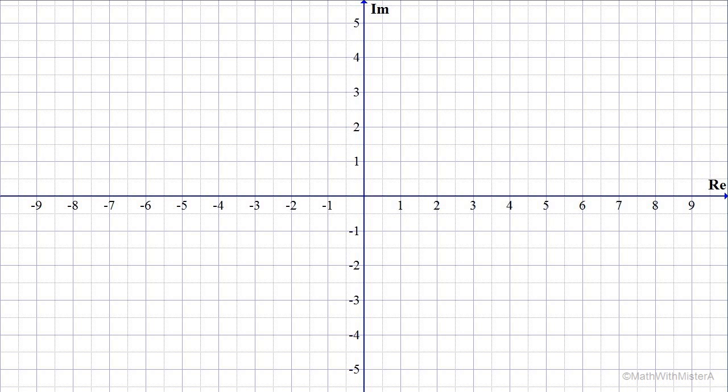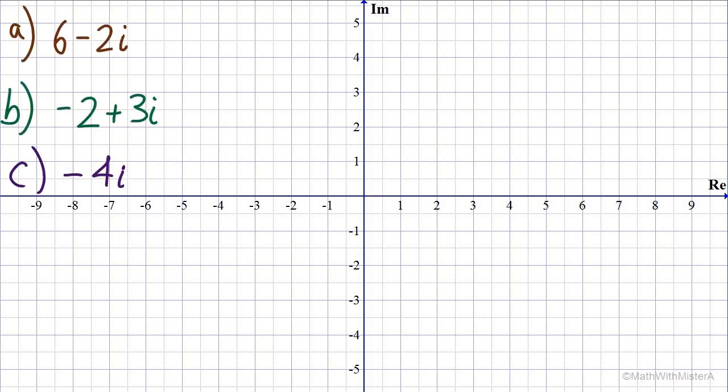So let's now run through a few more examples to get some good practice writing complex numbers in trig notation. We'll take these three examples: 6 minus 2i, negative 2 plus 3i, and negative 4i. First, let's plot each of these points.